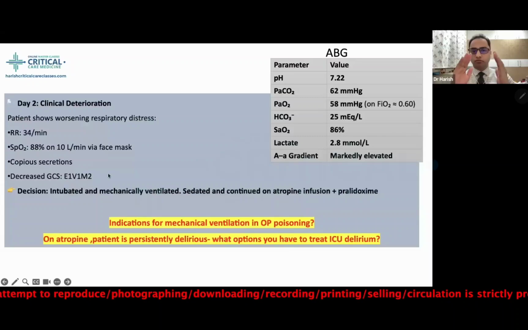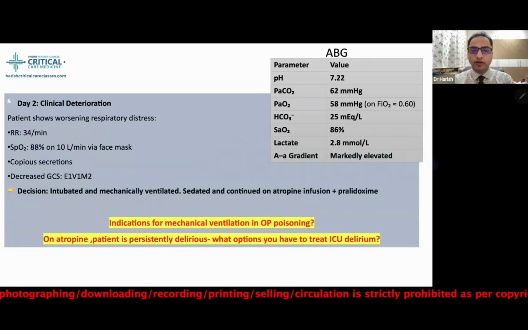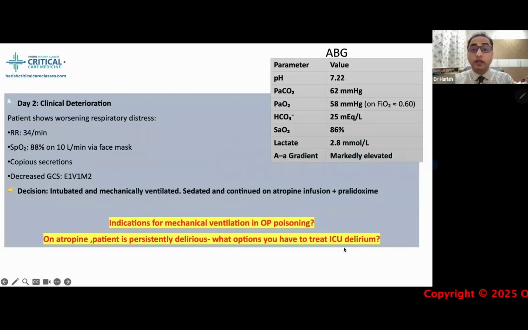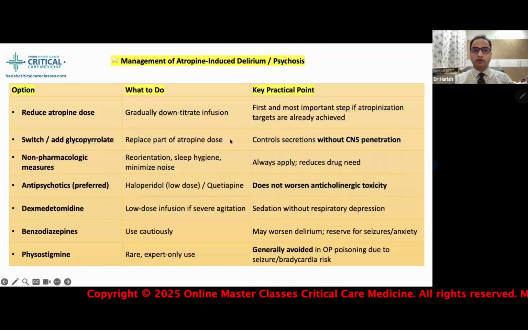Okay, so we decided he needs intubation and mechanical ventilation, so he was sedated and continued on atropine infusion with pralidoxime. Next, your viva question: what are the indications for intubation and mechanical ventilation in OP poisoning? If the patient is on atropine, many times it is a real problem. If the patient is persistently psychotic, persistently delirious, what options do you have to treat that, like ICU delirium related to atropine? How are you going to address this problem? These are the two important questions the examiner will ask you.